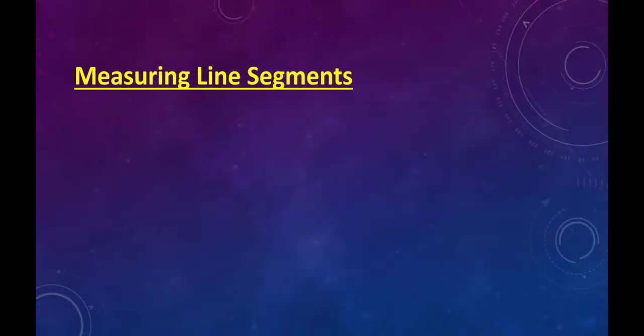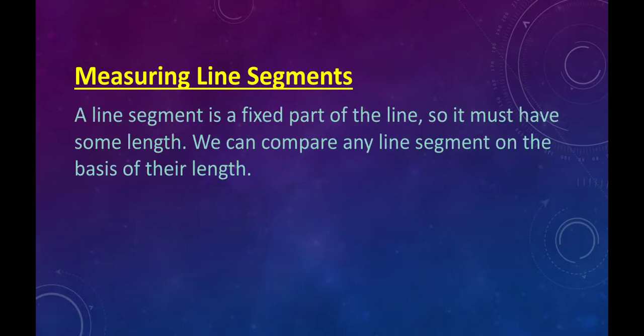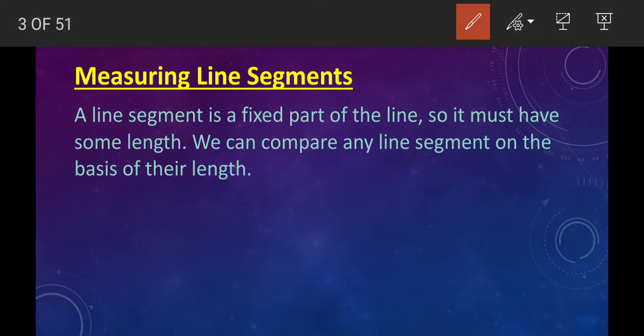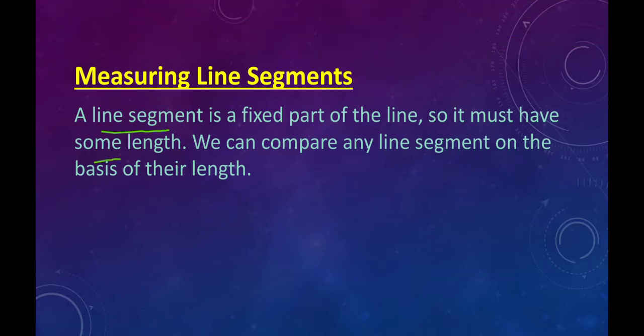Next, come to measuring line segment. A line segment is a fixed part of the line, so it must have some length. We can compare any line segment on the basis of their length. As we have already discussed, line segment, line, ray, all are in chapter number 4 of your class. So a line segment is a fixed part of the line, so it must have some length. We can compare any two line segments.